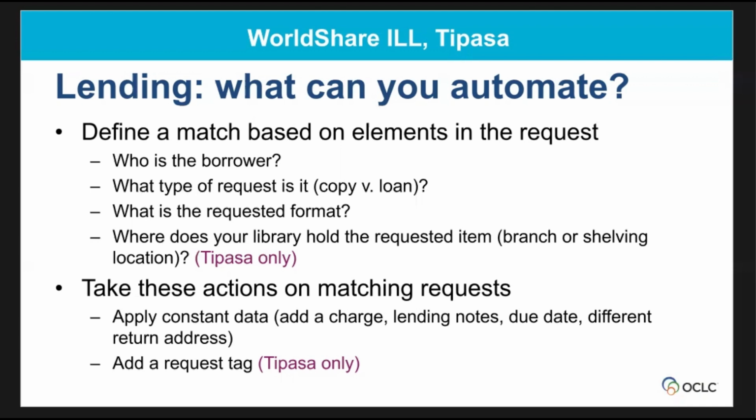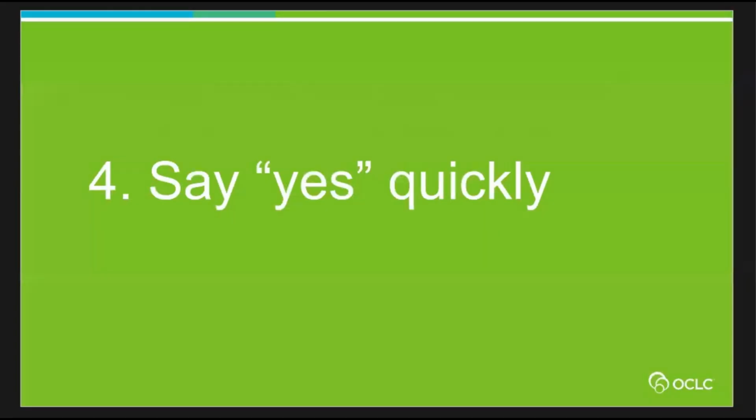I know you're all academic institutions, but I'll show a couple of examples later of what some typical ones are. This is lending. I'm sorry, I got confused here. So this is on the lending side. Lending automation. Say yes quickly.